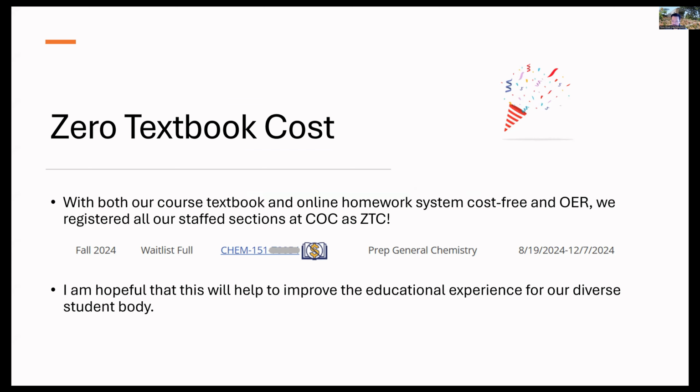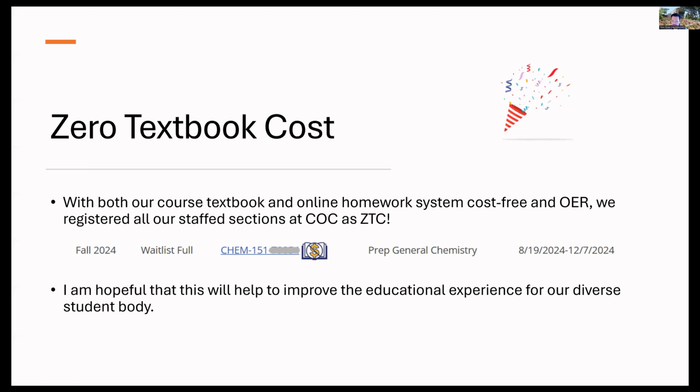I think the only thing the class costs now is goggles. We don't have goggles that we give out, but those can be fairly cheaply bought. It used to be the 99-cent store that doesn't exist, but we have some that are cheap and available on campus. Besides that, that's I think the max cost for the class. And as you can see, it's now labeled with this little mark for ZTC. I'm really excited about this.